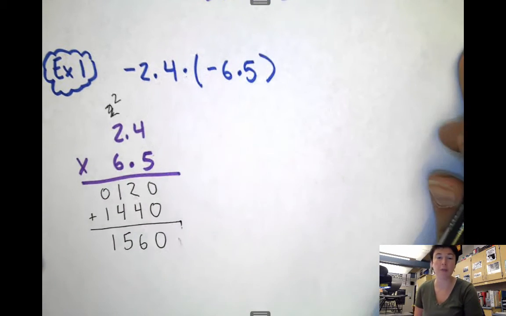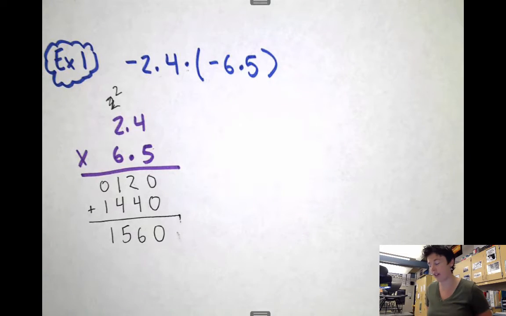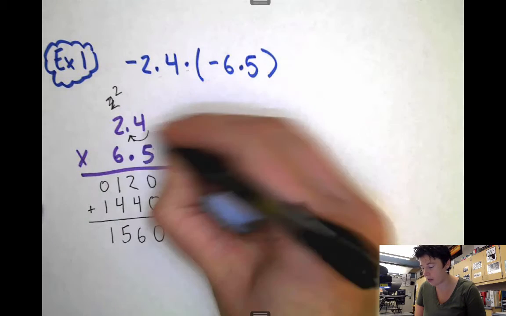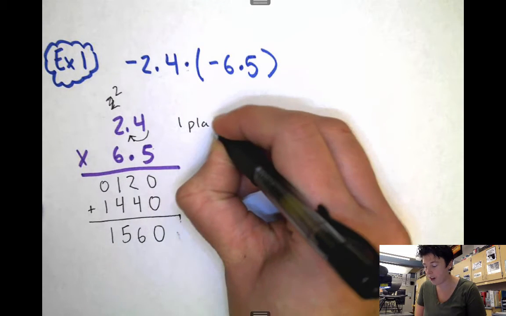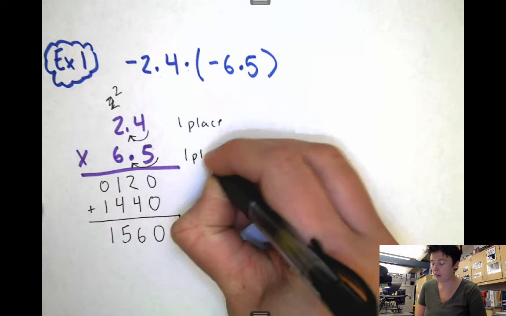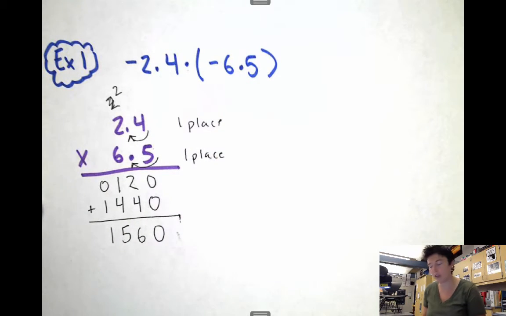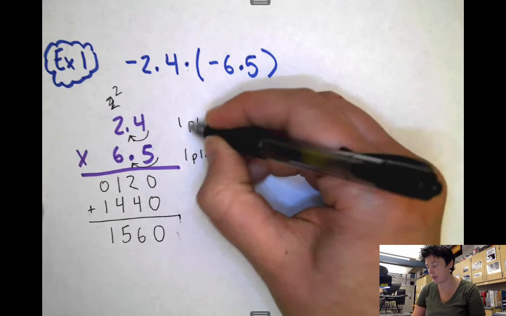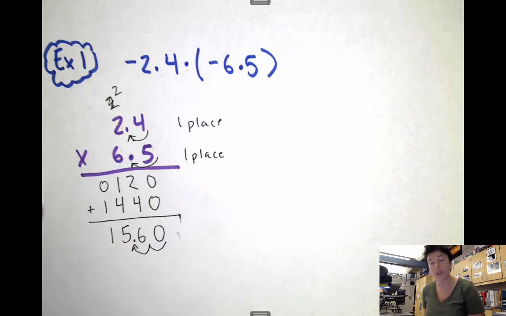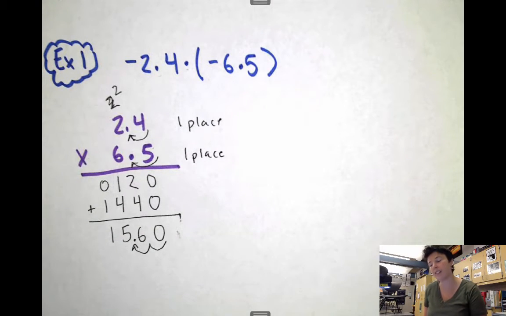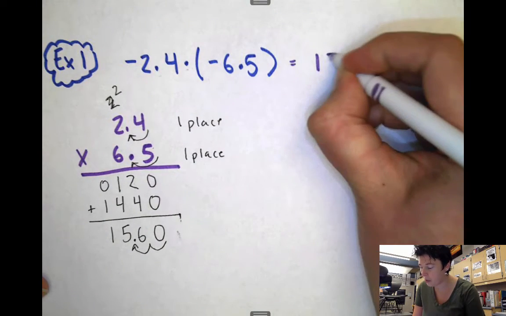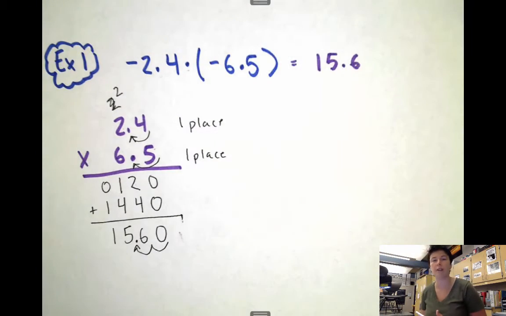And we're almost done. We just have to figure out where to put our place value. On the first decimal, we are 1 decimal place over, so there's 1 place. On the second decimal, we are 1 place over. With multiplying, we're going to add this up: 1 place plus 1 place makes it 2 place values over. So the answer is 15.60, or really, we could just say equals 15.6. We don't have to have that 0.